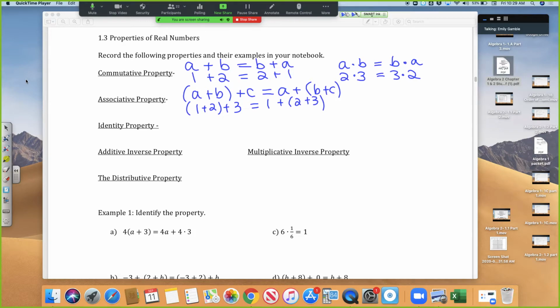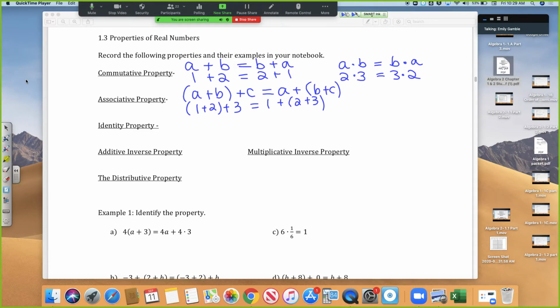Now, I said that out loud quickly because I wanted you to see the order of the numbers does not change when you have the associative property. 1, then 2, then 3. 1, then 2, then 3. The commutative property, numbers actually switch places, but the associative property, they stay the same. What changes in the associative property is the way that numbers are grouped, which will change the way you would solve these problems using the order of operations.